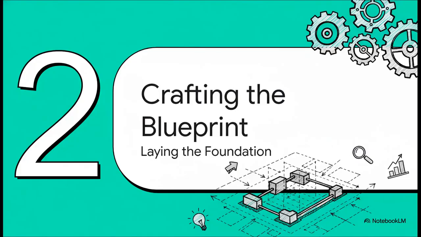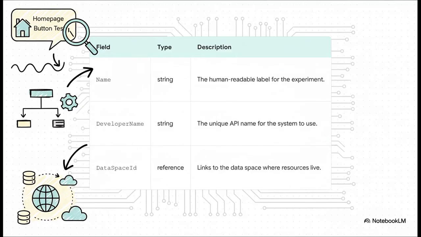So if we're going to build this blueprint, what exactly needs to go into it? Let's break down the foundation. The absolute non-negotiable things you need to even get this thing off the ground. Okay, you literally cannot start a test without these three fields. First, you need a simple name that a human can read and immediately understand, like homepage button test. Easy. Second, you need a developer name. That's the unique ID the system uses so it never gets confused. And finally, you need a DataSpace ID. This basically just tells the system, hey, all the stuff for this test, it lives over here.